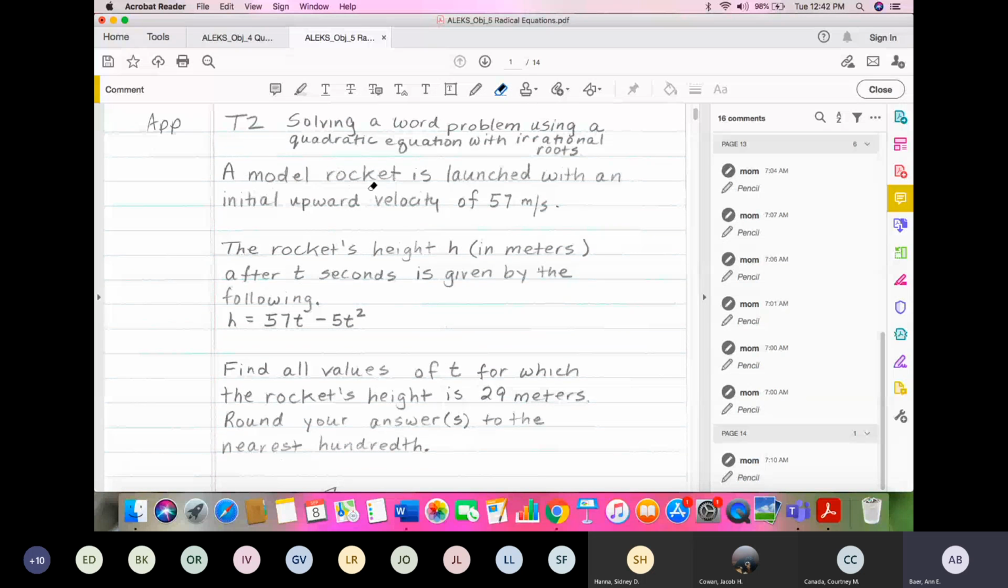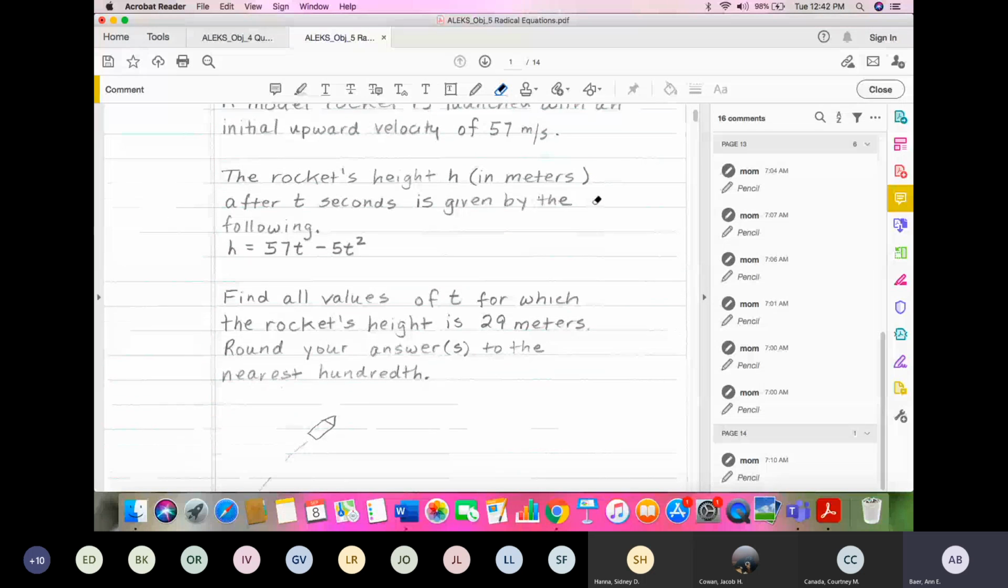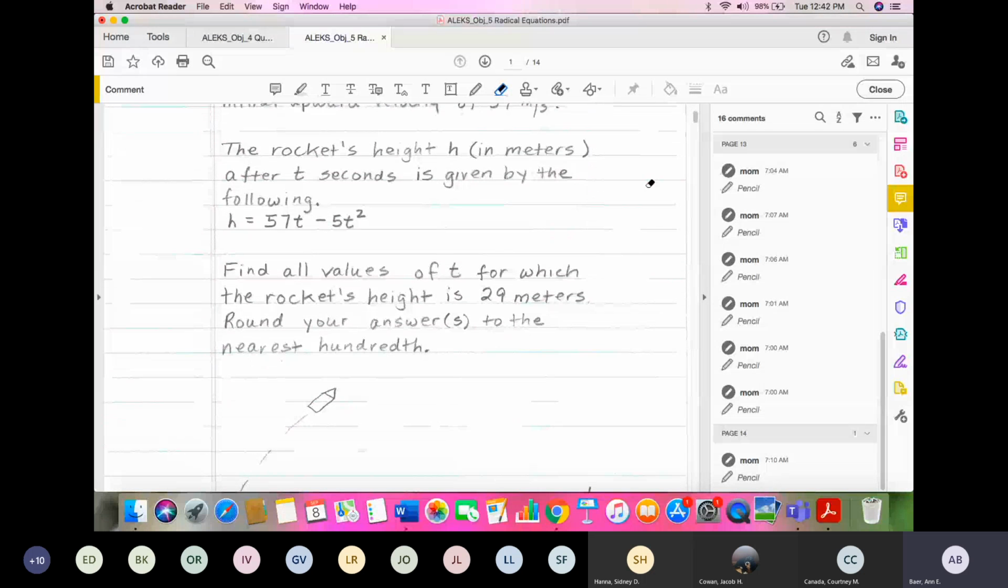A model rocket is launched with an initial upward velocity of 57 meters per second. And it's launched off the ground. There's a picture we will see in a few moments. Oh, we're starting to see the picture now. The rocket's height in meters after t seconds is given by the following. The height, h, is the height. We typically in math like to name variables with the first letter of what they stand for. For instance, h for height.